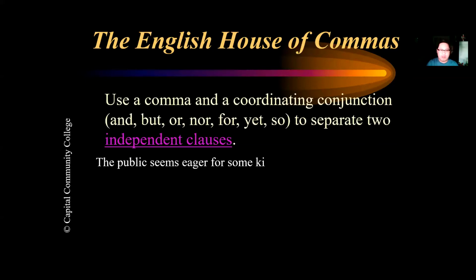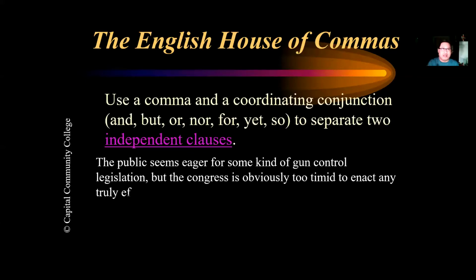Like this example. The public seems eager for some kind of gun control legislation. That is one complete sentence. And then there's another sentence. The Congress is obviously too timid to enact any truly effective measures. So there are two sentences being combined by the word but right here. So before the word but, there should be a comma. Again, two sentences, one sentence right here, and then there's and or but, and then another sentence, and there should be a comma before the word and or but, okay?